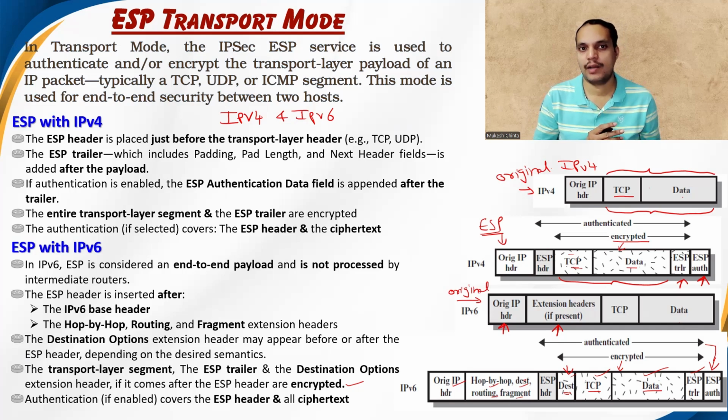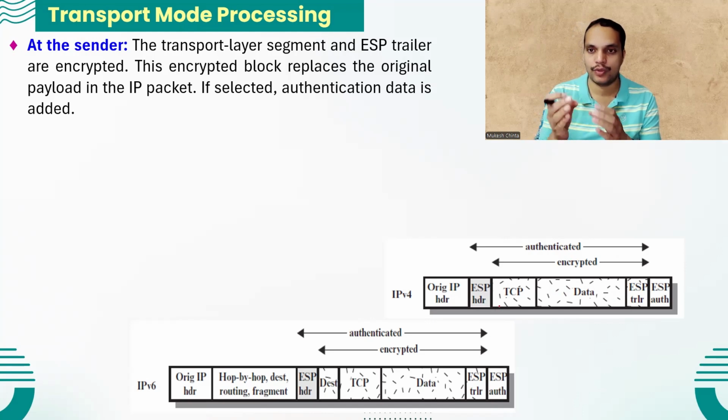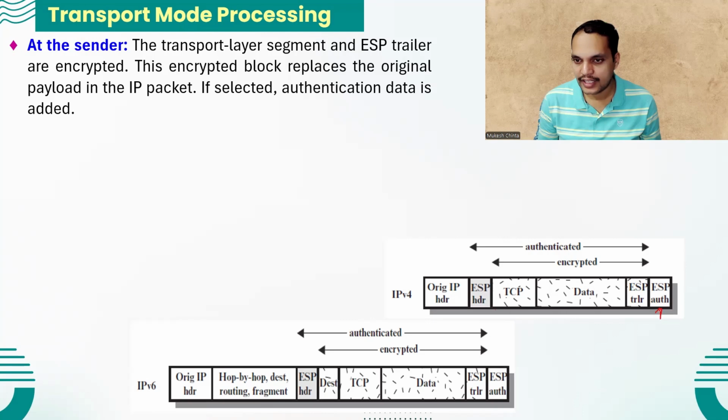Now, what about the tunnel mode? So once again, this is your transport mode processing. What happens? At the sender, the transport layer segment and the ESP trailer are encrypted. As I told you, this is what is going to happen. This encrypted block replaces the original payload in the packet. So you got the original payload. Now we encrypted it and we replace the entire payload with this encrypted one. If required or if selected, the authentication data is also added in the ICV field.